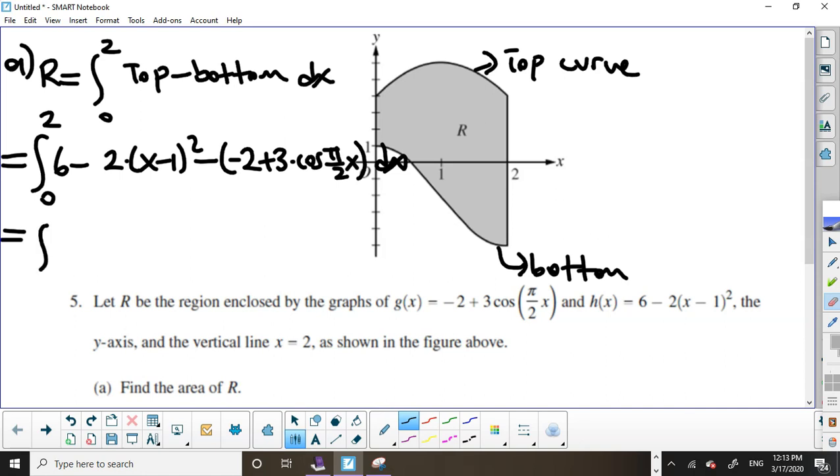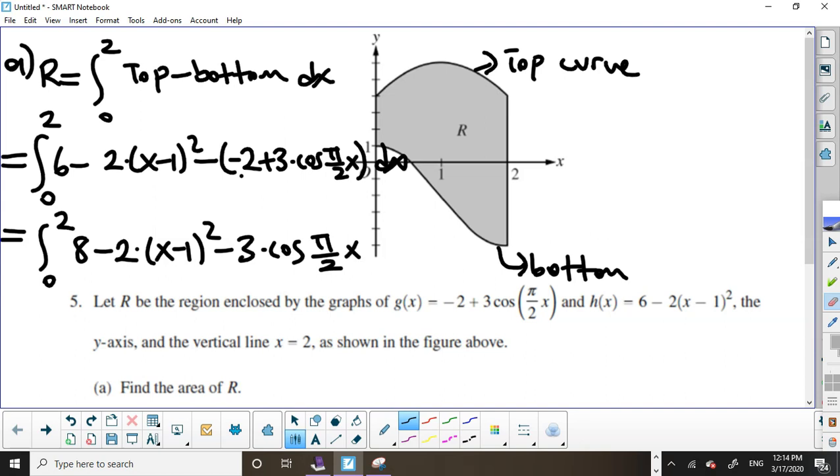So we get from 0 to 2. From here, the negative becomes positive. 6 plus 2 is equal to 8. So 8 minus 2 times (x minus 1) all squared, minus 3 times cosine of pi over 2 x, dx. Alright, so we're going to find the definite integral of this expression. Let me move on to this part. Before that, I need to erase that part.